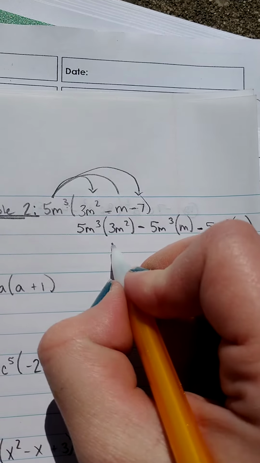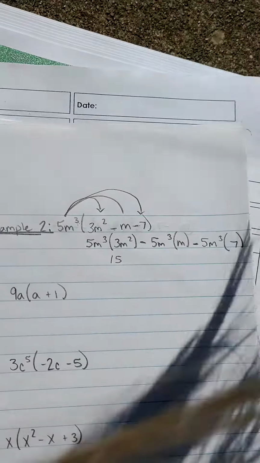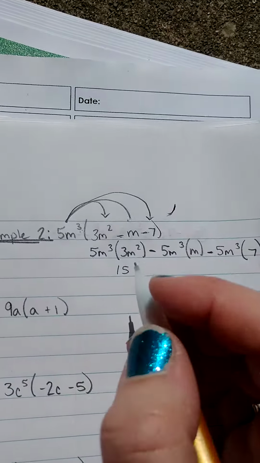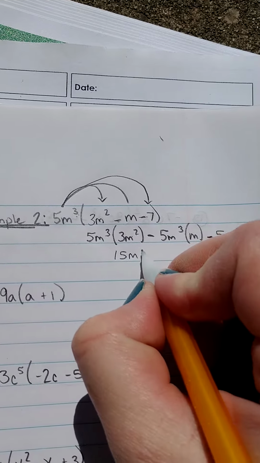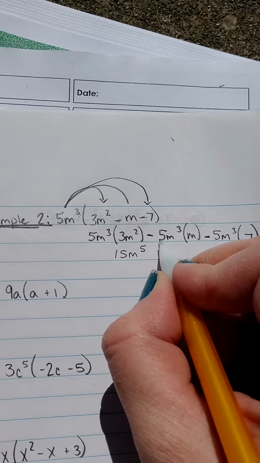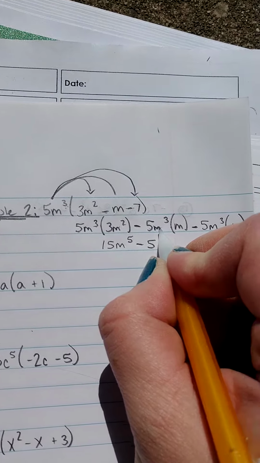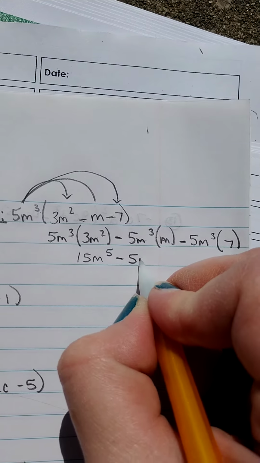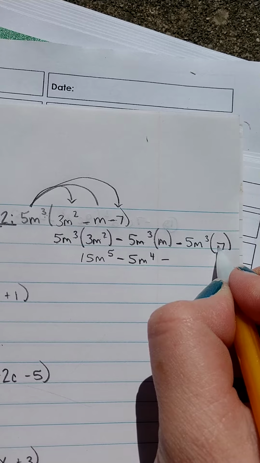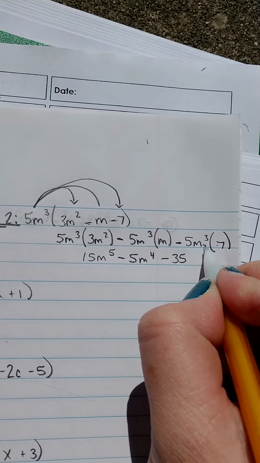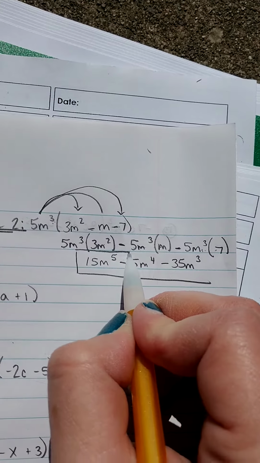So 3 times 5, I've said that backwards, is 15. You've got an exponent of 3 and an exponent of 2. What's 3 plus 2? That would be 5. So 15m to the 5th minus 5 times 1 is 5. You've got an m cubed here and a singular m here, so that would be m to the 4th. And then minus, you've got 5 times 7, which is 35, and then just m cubed. So you're just going to drop that down. You're not going to multiply it by anything.